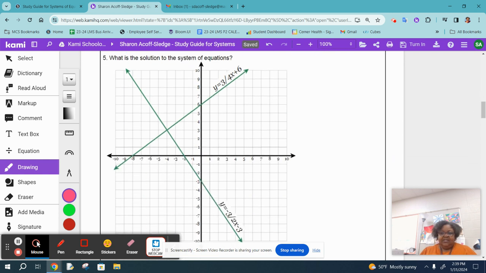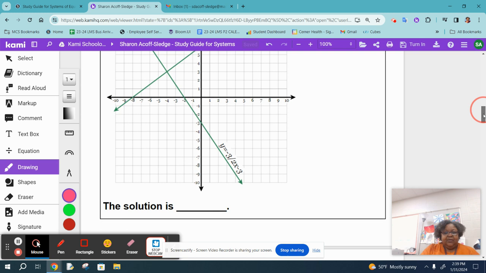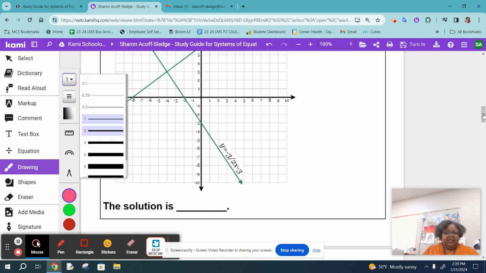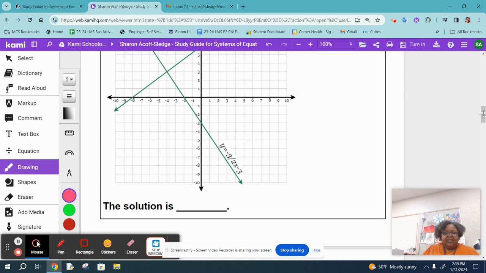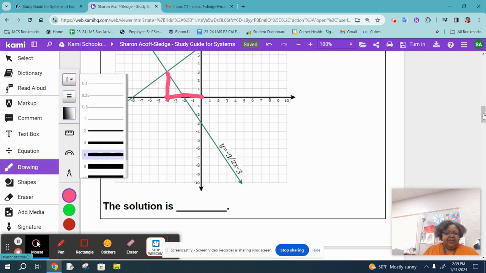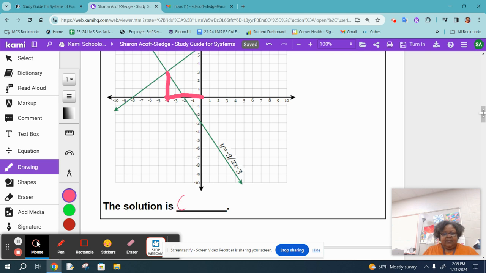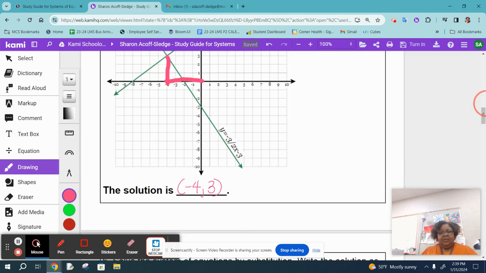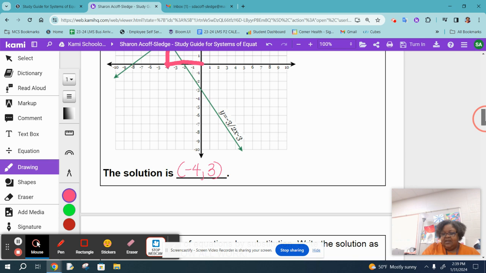What is the solution to this system? It's already graphed for us. So all we have to do is read it off of the graph. I'm going to make this a little bit bigger so we can see. So I'm going to start here at my x-axis and go here. That's a negative 4. And then up here, and I read it off of my y-axis, that's 3. So my solution is negative 4, 3. Remember, if it's not in parentheses, it's wrong. And if you don't put a comma between your numbers, it's wrong. Don't put a dot or anything else, put a comma.